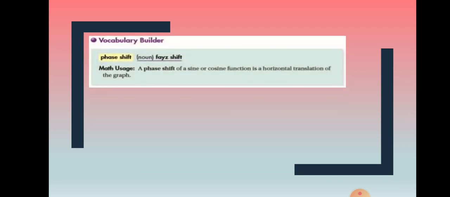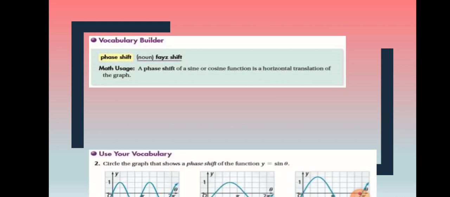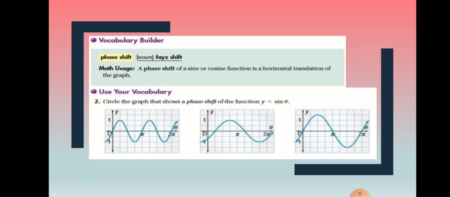So we did this. Let's go to the next one. And here is a vocabulary builder. Today, the new word you're going to learn is called phase shift. It's a noun. We use it a lot in math, especially when we're talking about translations of sine and cosine function upon the x-axis. That is called horizontal translation. So let's move on to the next question.